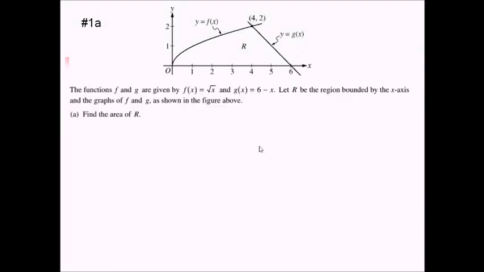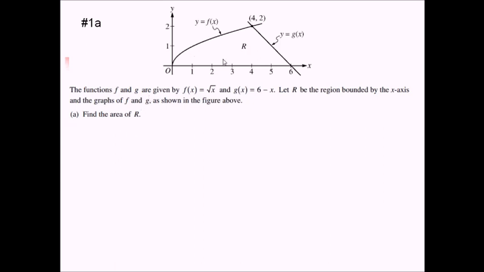For this non-calculator free response problem, we're given these two functions f and g, the square root of x and 6 minus x, and they gave us a nice little graph here. And these functions, along with the x-axis, bound the area R here. So for our first part of the problem, we just want to figure out the area of R.